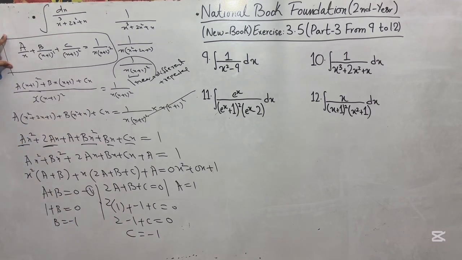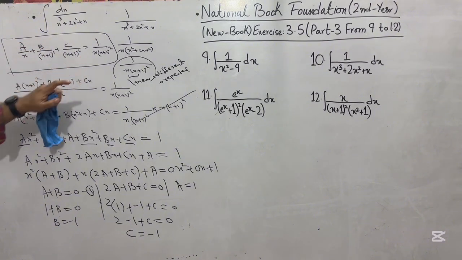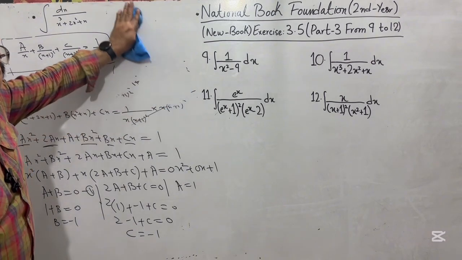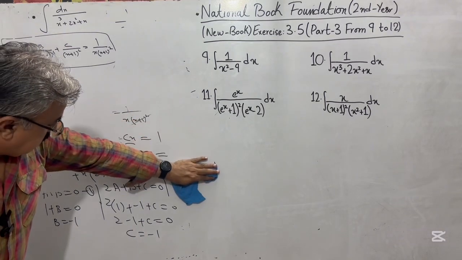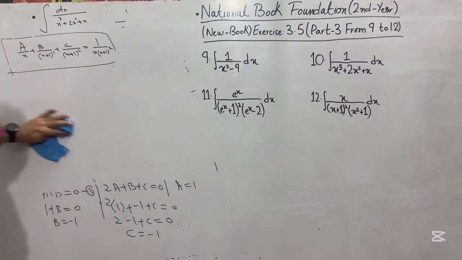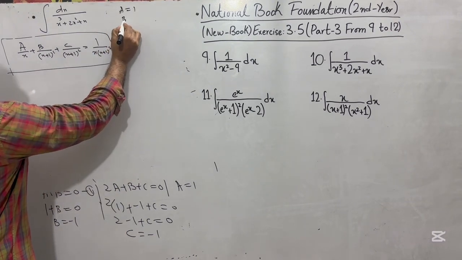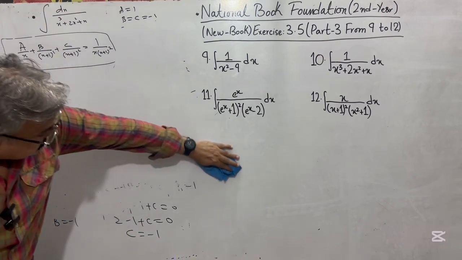Right here and integrate. It is a case of ln. It is not a case of ln, as power is 2. Let's deal with this in detail. A is 1, B is equal to C is equal to minus 1.